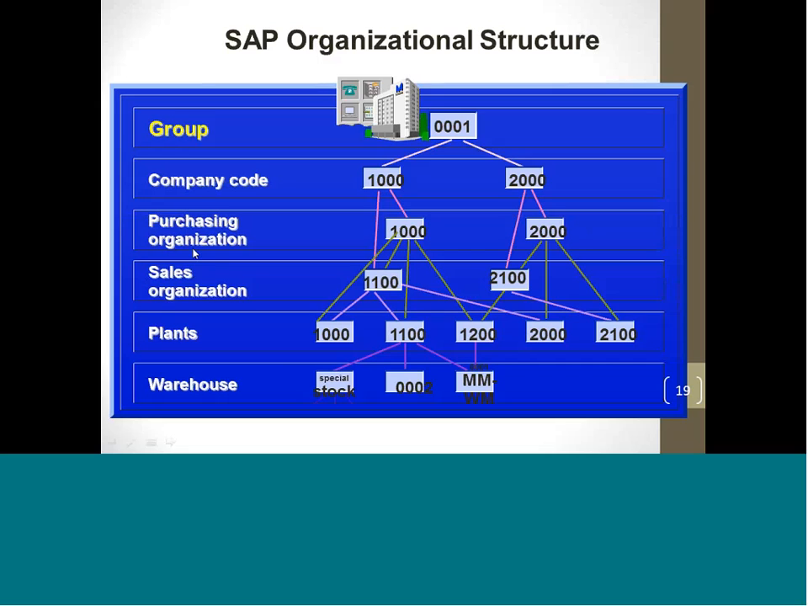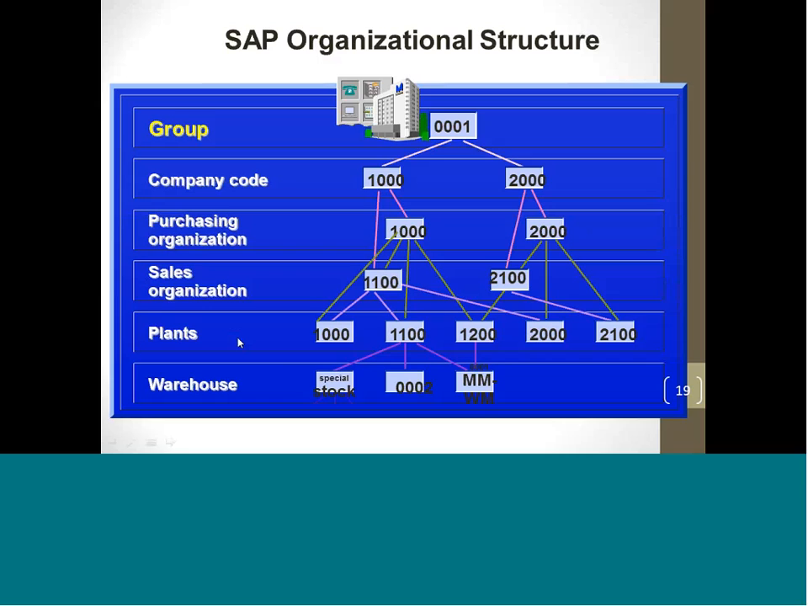Below company code, next we have purchasing organization. Before that, we have plants. Each company code has many plants. Like Tata Motors has one plant in Kolkata, one in Gujarat, one in Mumbai. A plant is a location where a material is manufactured, processed, or stored. We can have multiple plants for a company code, like Tata Motors has different plants at different locations.